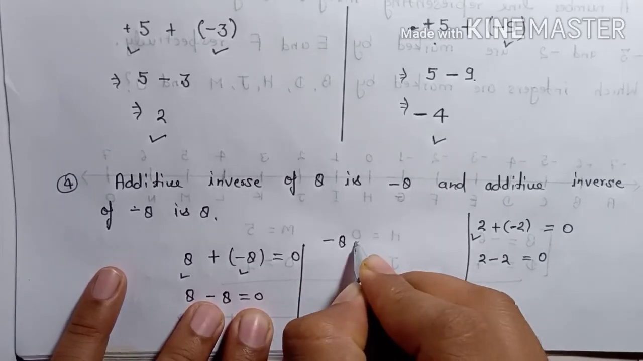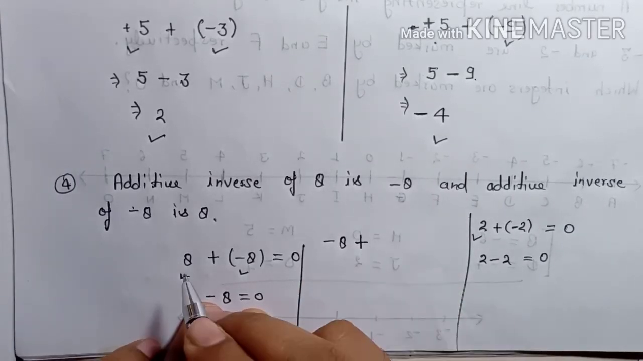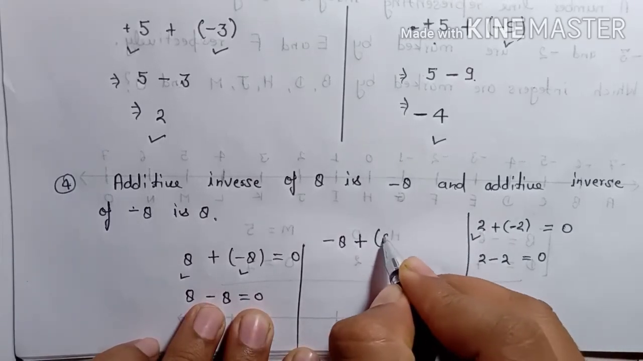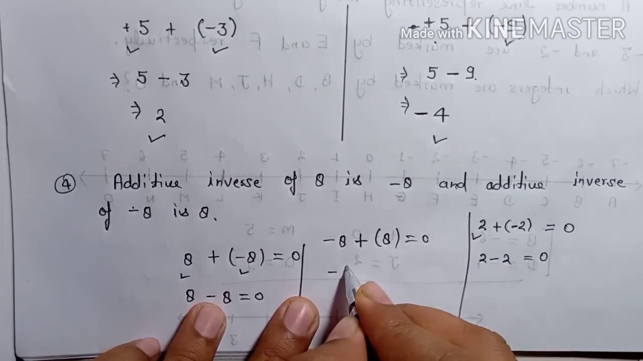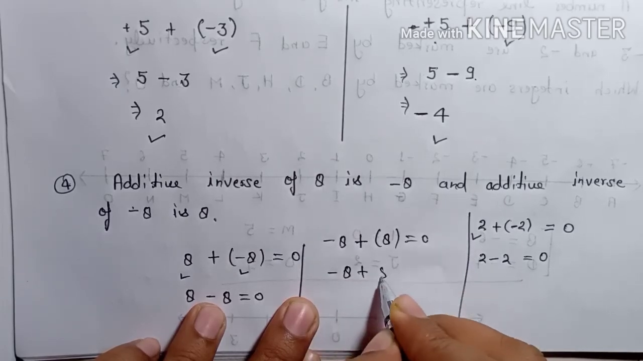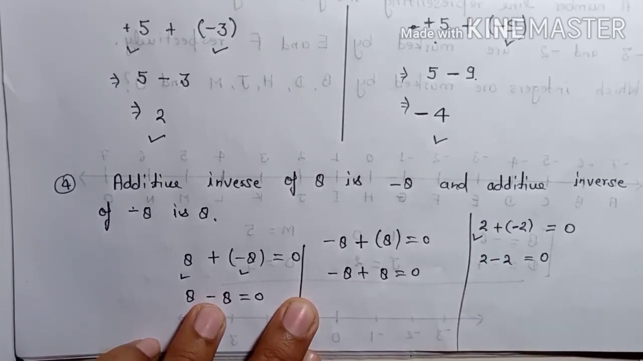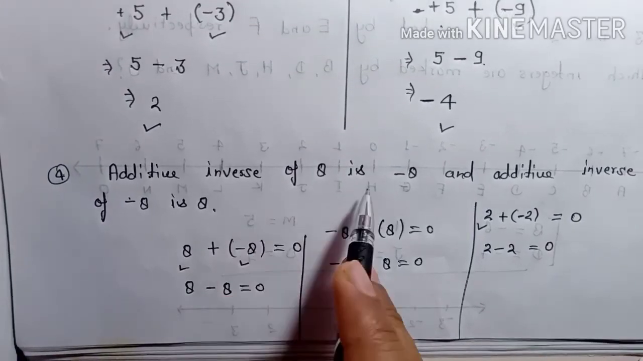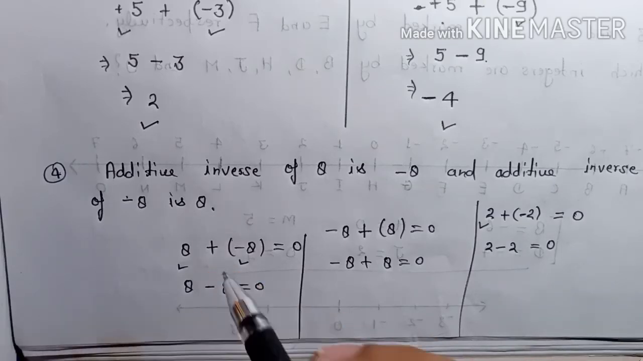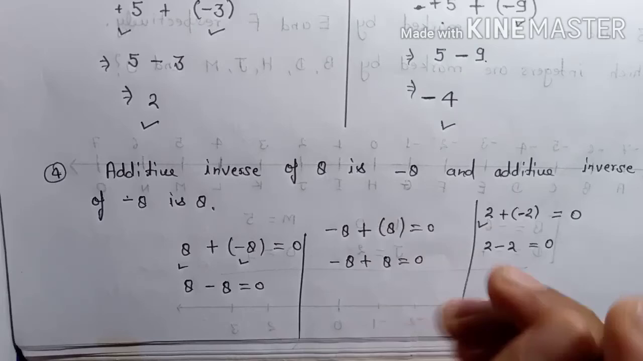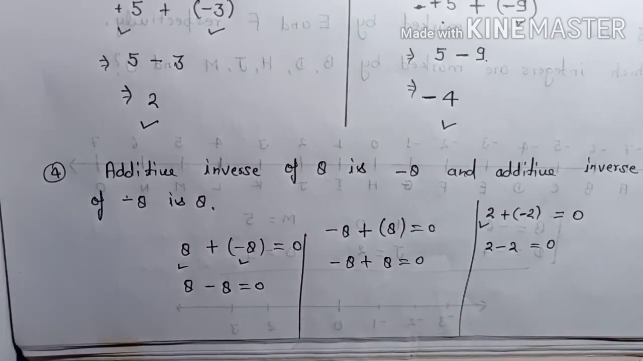See how, additive inverse of minus 8, what to put here so that the answer is 0? You have to write here 8, and that will be minus 8 plus 8, and that is equal to 0. So you can say that additive inverse of minus 8 is 8. What we did actually, we have to change the sign only, and we have to do nothing else. We have to change the sign only to obtain the additive inverse here.